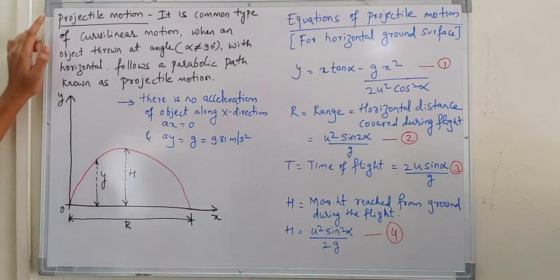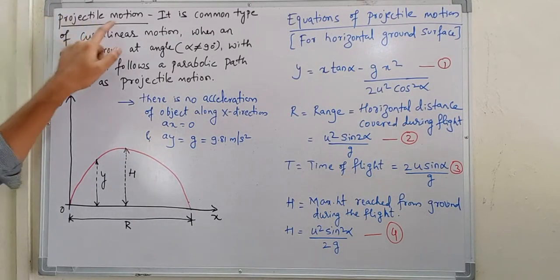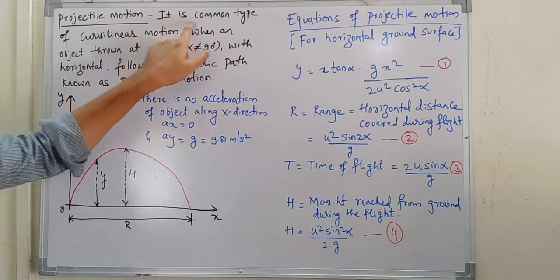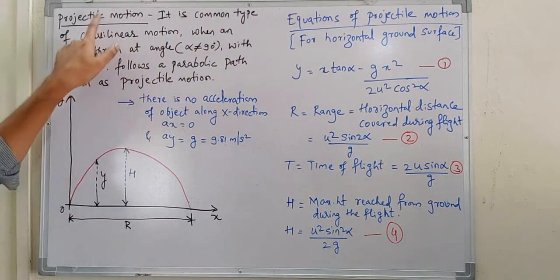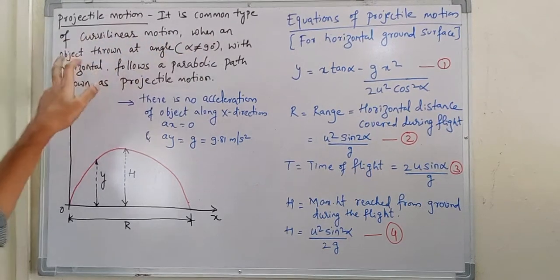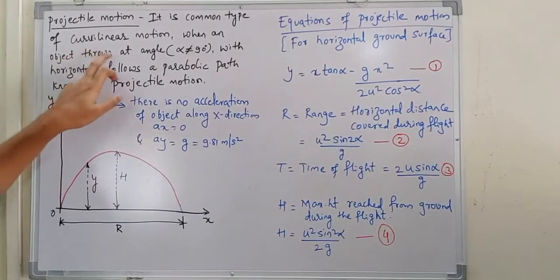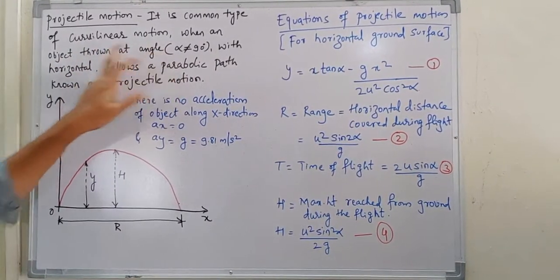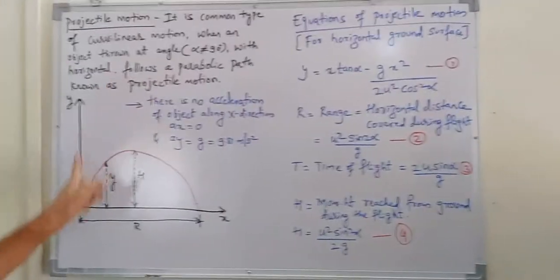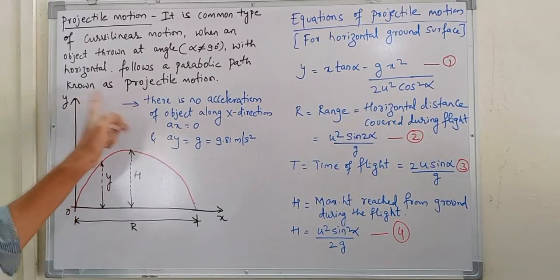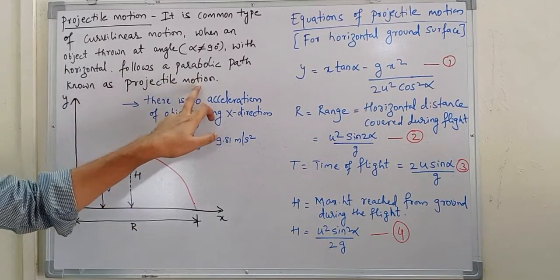So coming to the next part of kinematics, that is projectile motion. Defining that, it is a common type of curvilinear motion. When a particle or any object is thrown at an angle alpha with respect to the horizontal, it follows a parabolic path. Following this parabolic path is known as projectile motion.